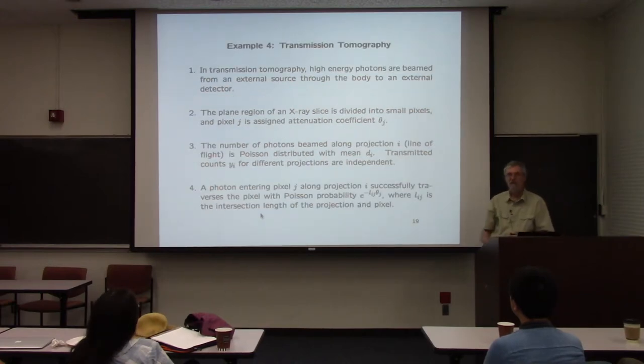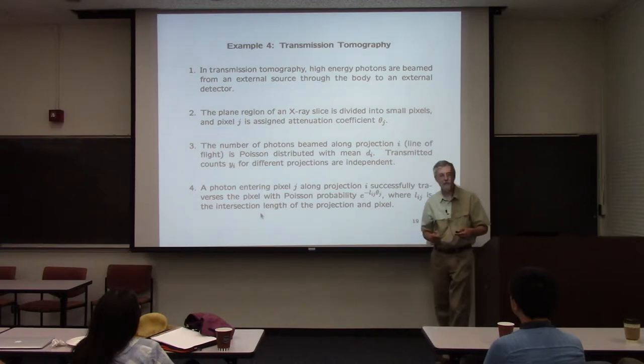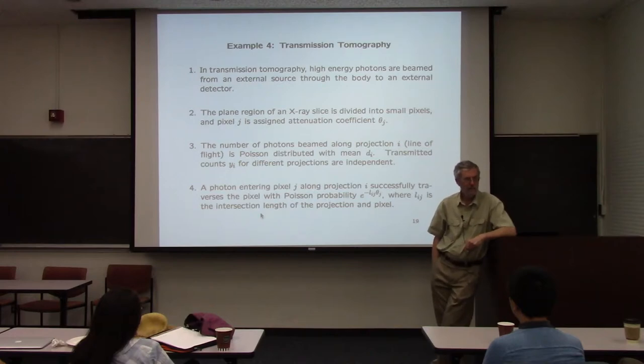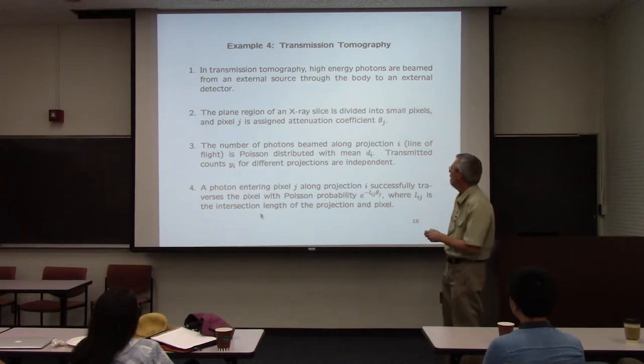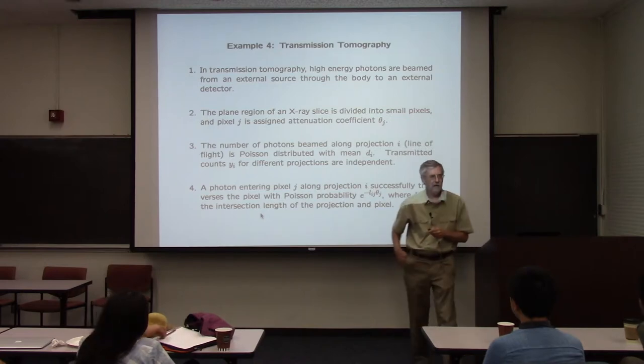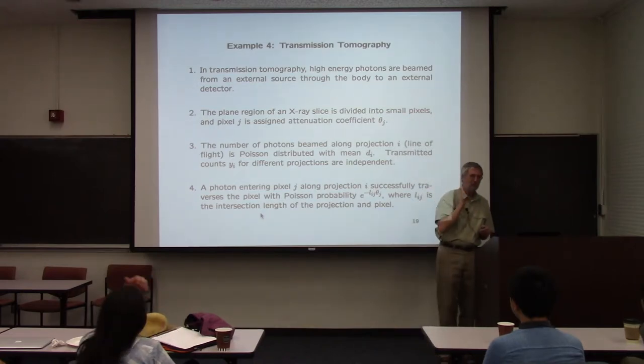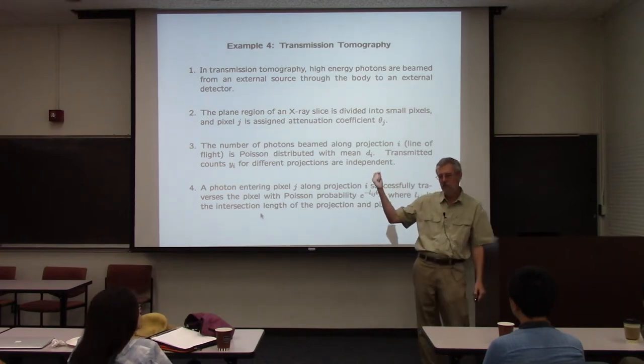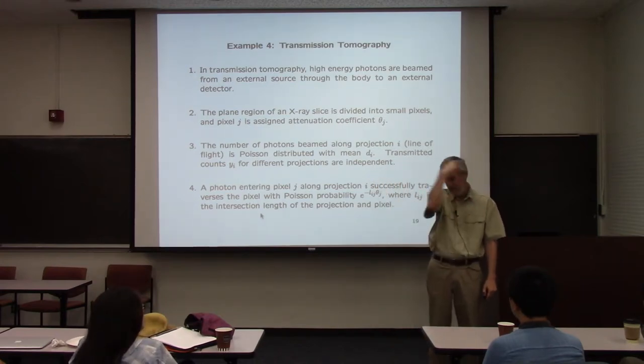Okay. This is a slightly ambitious example, but let's see what we can do with it. And this has imaging, which is not exactly bioinformatics, but I thought you might be interested in this. So what does a CAT scanner do? It's transmission tomography. You have an external X-ray source, you're beaming it through an object like a head, and you're detecting photons, X-rays on the other side, okay?